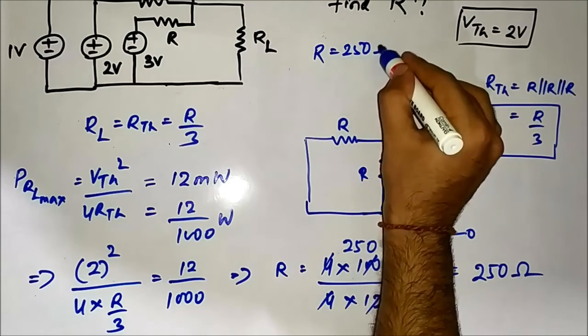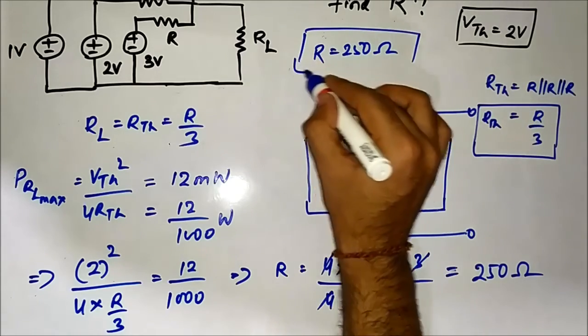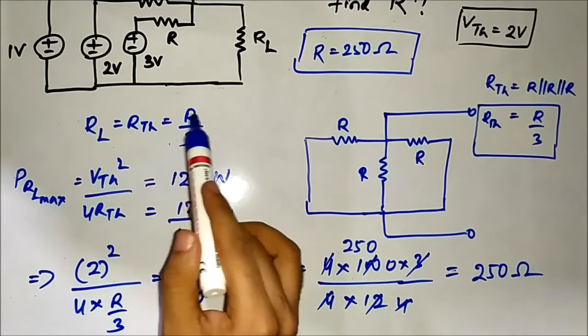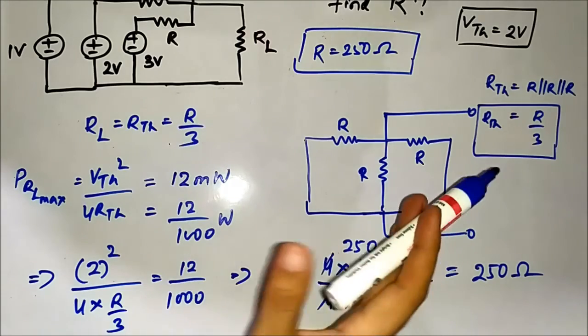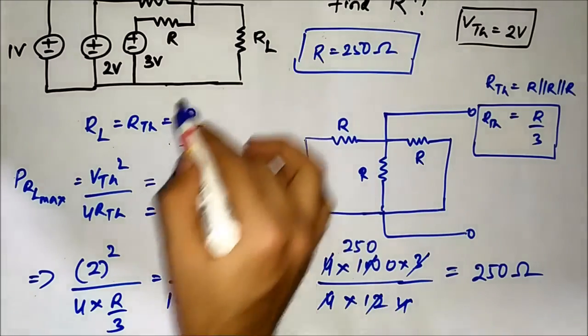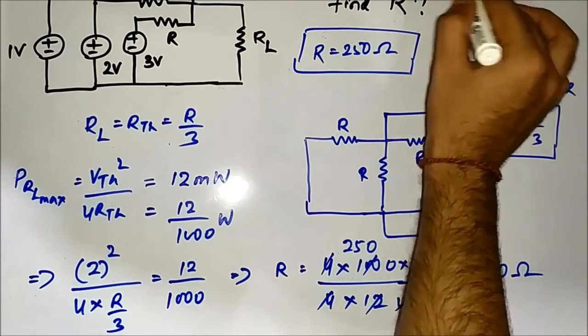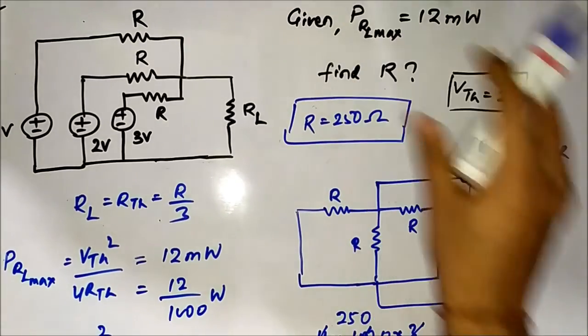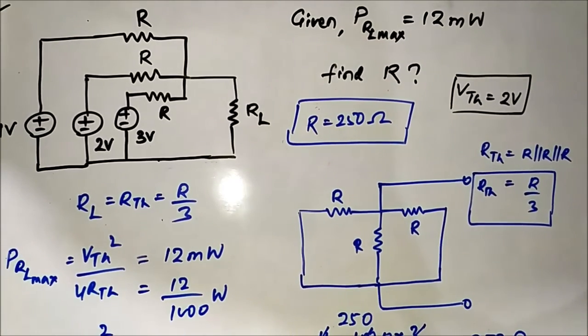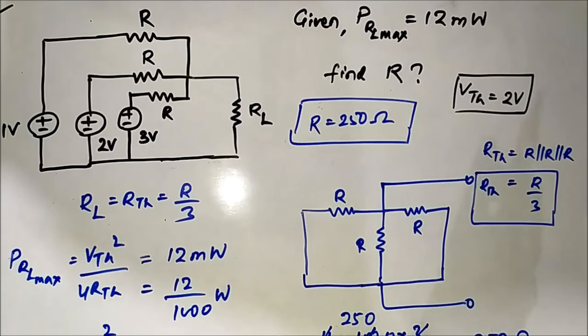So it was a simple application of the maximum power transfer theorem in an indirect manner to find the value of the resistors, because we calculated the Thevenin resistance as R by 3, and as per the statement of the maximum power transfer theorem, for maximum power transfer the load resistance should be equal to the Thevenin resistance. We were given the 12 milliwatt value of PRL max, so we just substituted the value and got R, which is 250 ohm. So it was an interesting question related to the application of the maximum power transfer theorem and the Thevenin theorem as well.